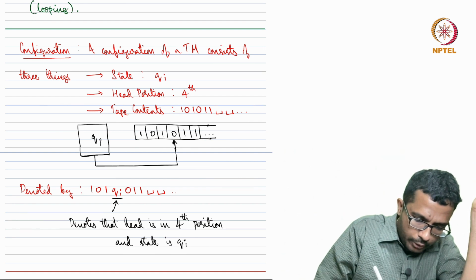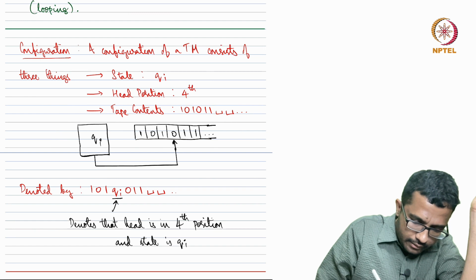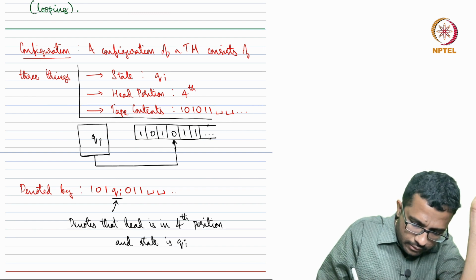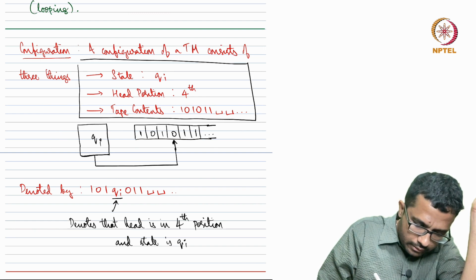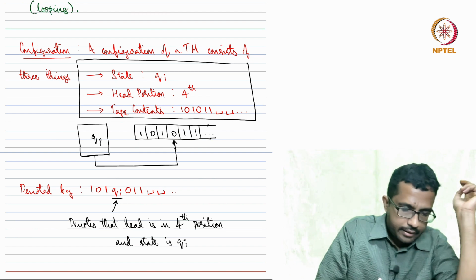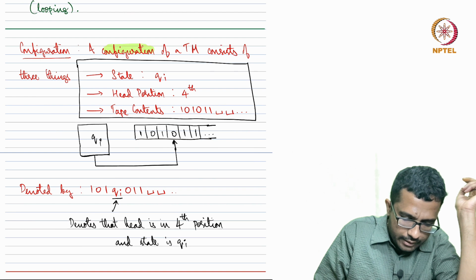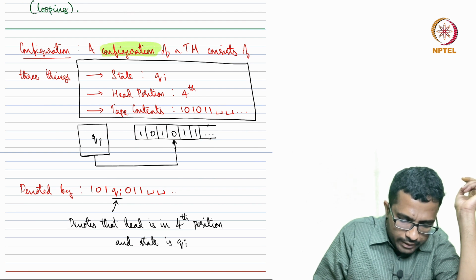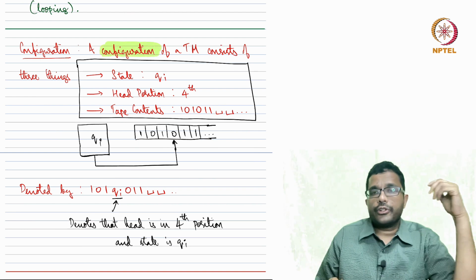Maybe I will just put a box. Okay, so these three things are called configuration, and this is basically the information that I need to give you so that you can resume the computation.